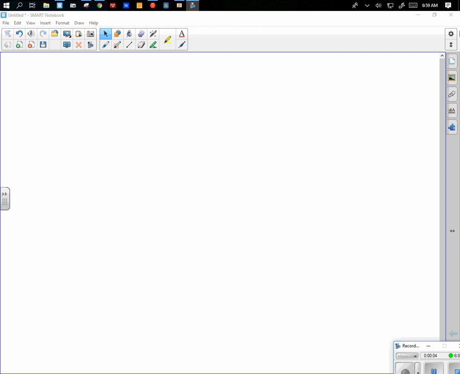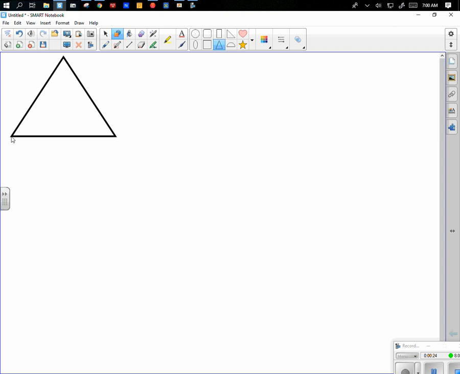Okay, in this lesson, we're going to learn about special right triangles. Let's assume you have an equilateral triangle. Equilateral triangle means that all the sides are congruent. They have the same measurement, and every angle is 60, 60, 60.